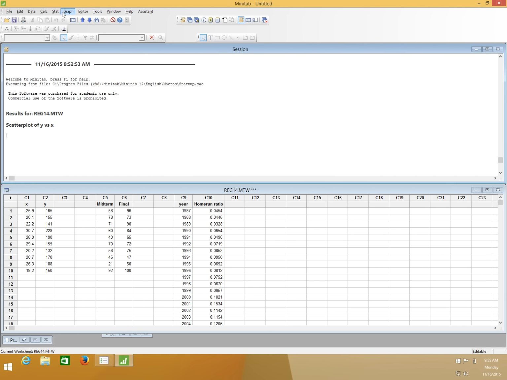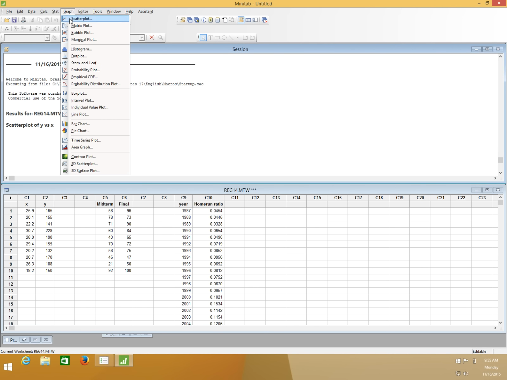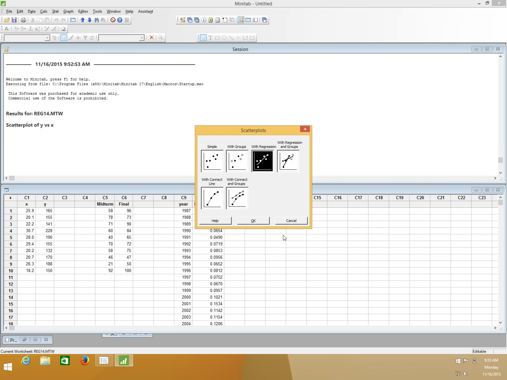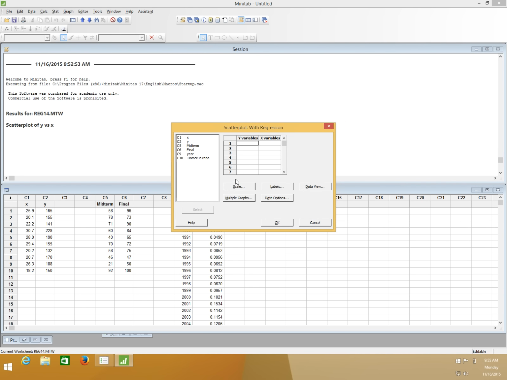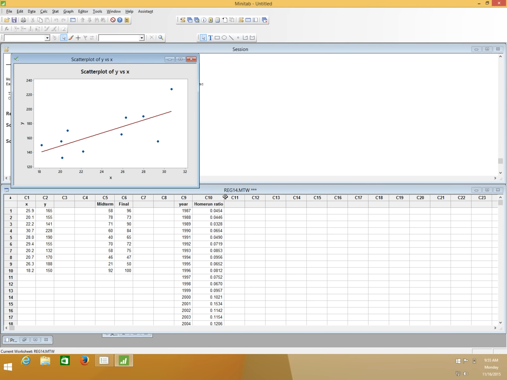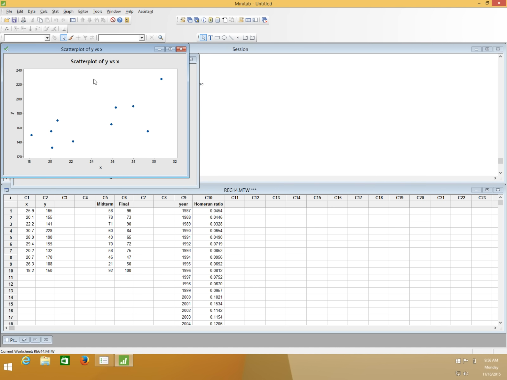Okay, you can also have Minitab do a regression line with your scatter plot just to see what it's going to look like. That gives you a visual to start understanding if there's a relationship between the two variables here.